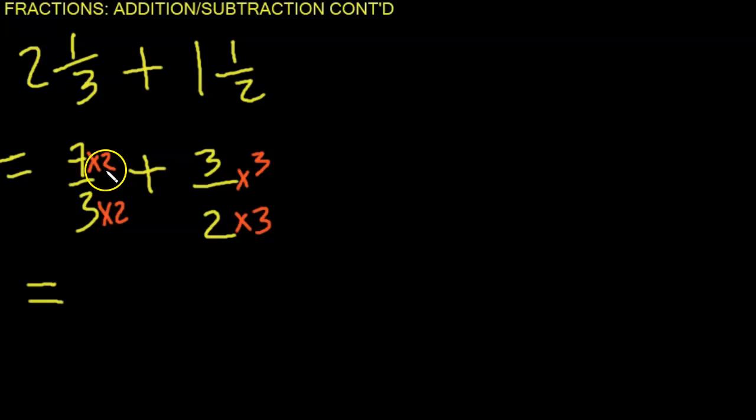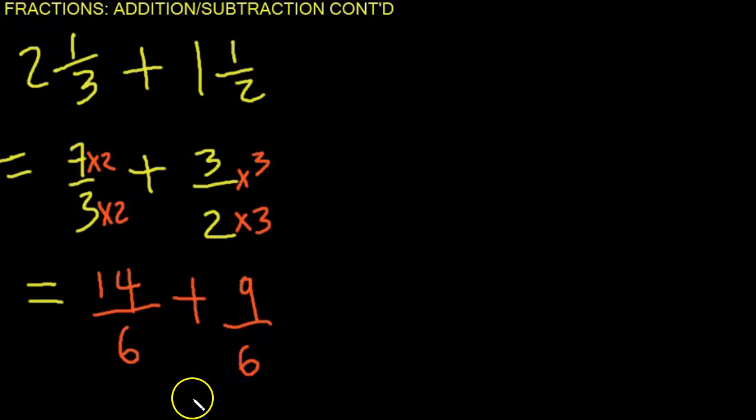So, the first fraction, 2 times 7, that's 14. 2 times 3, that's 6. Plus 3 times 3, that's 9. And 2 times 3, that's 6. So now we can go ahead and add both numerators. 14 plus 9, that's 23 over 6. And if you wish, you can always rewrite this as a mixed fraction.